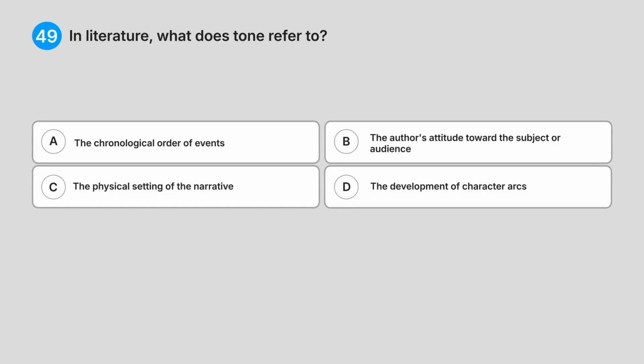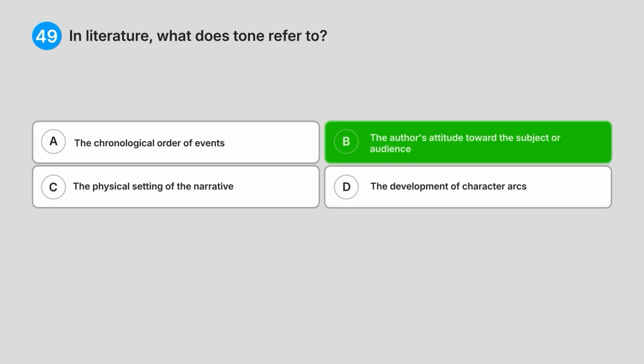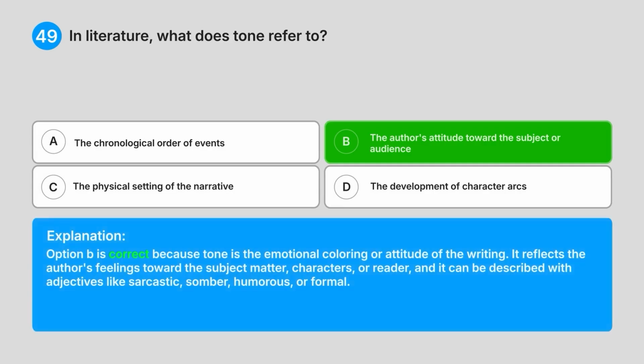Correct answer, B. The author's attitude toward the subject or audience. Explanation. Option B is correct because tone is the emotional colouring or attitude of the writing. It reflects the author's feelings toward the subject matter, characters or reader, and it can be described with adjectives like sarcastic, sombre, humorous, or formal.